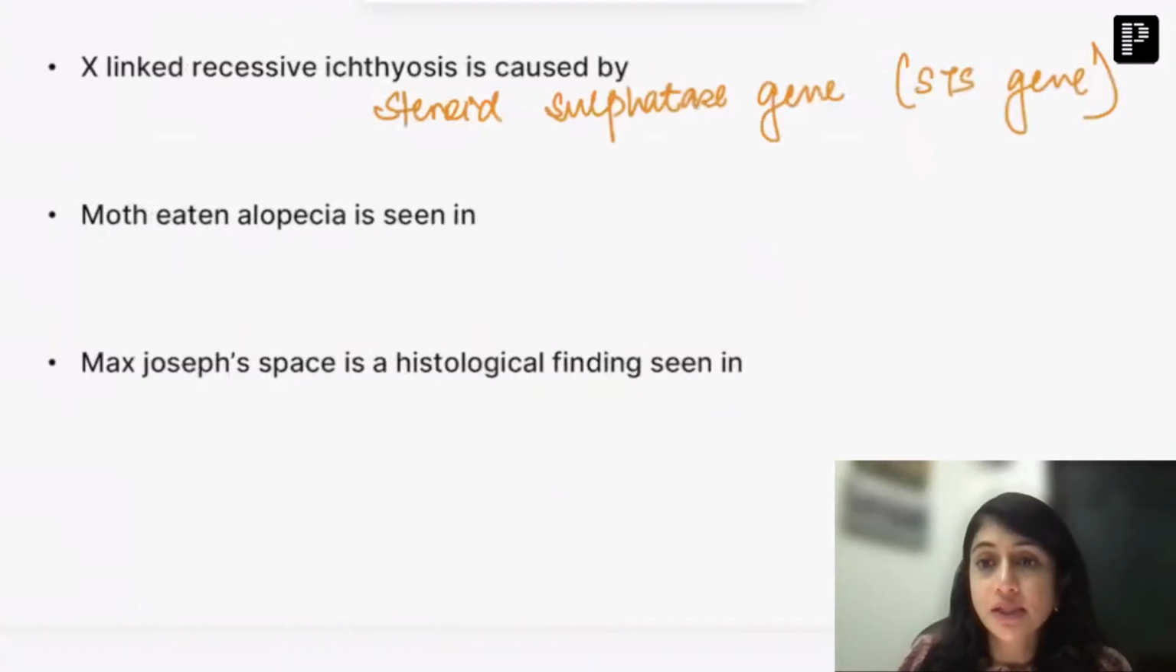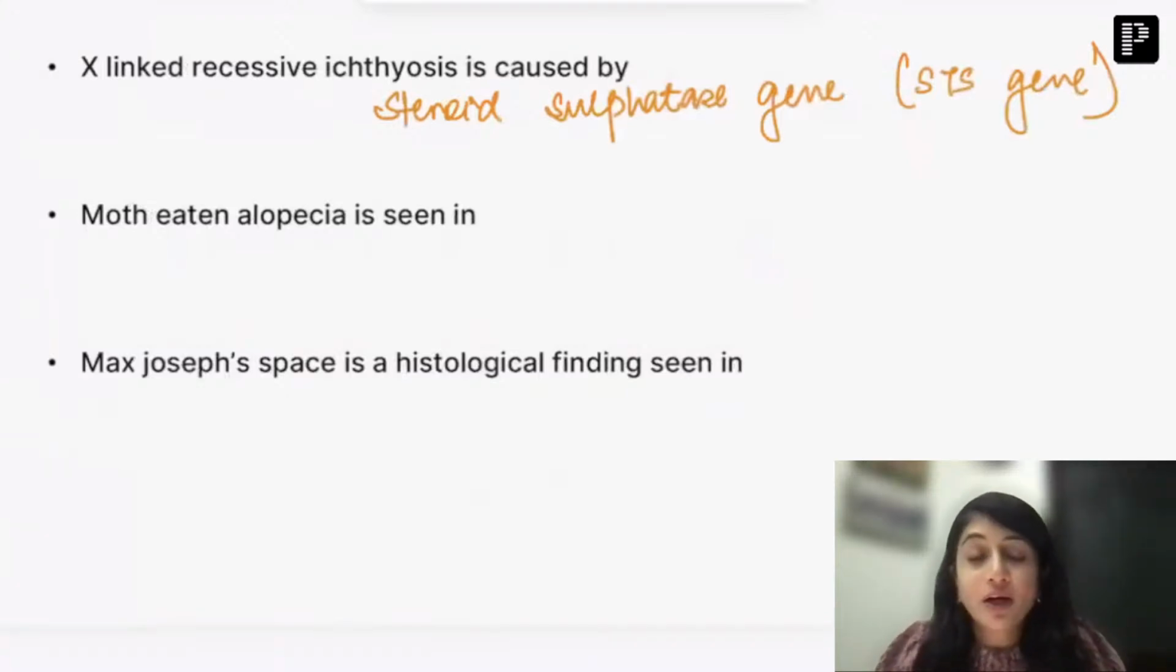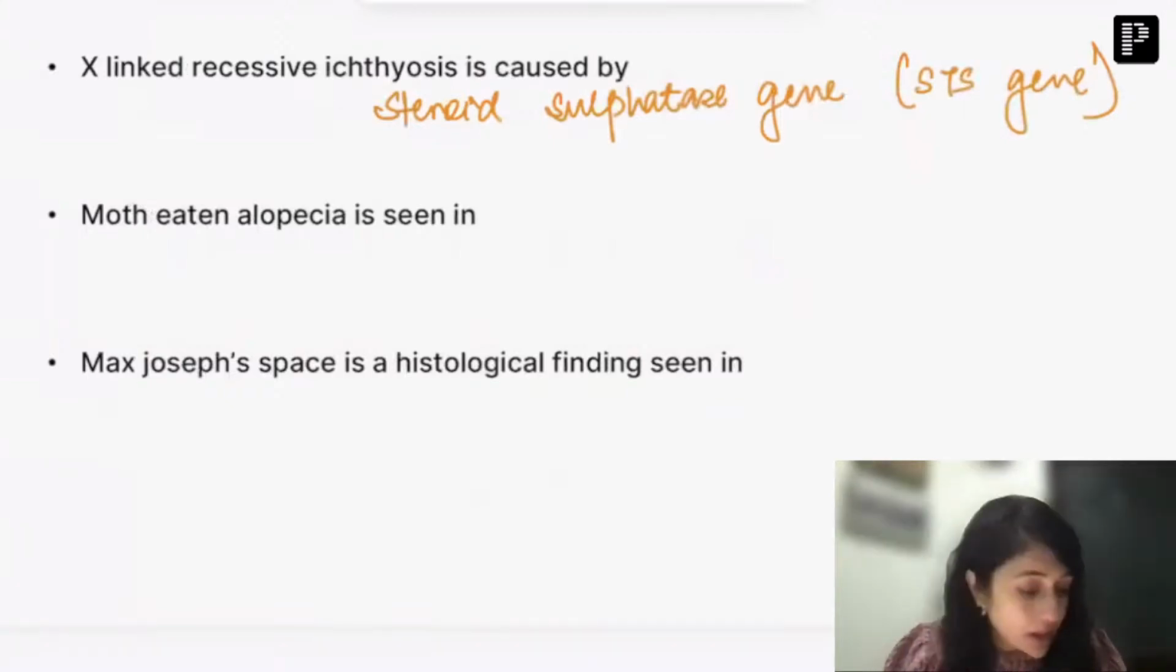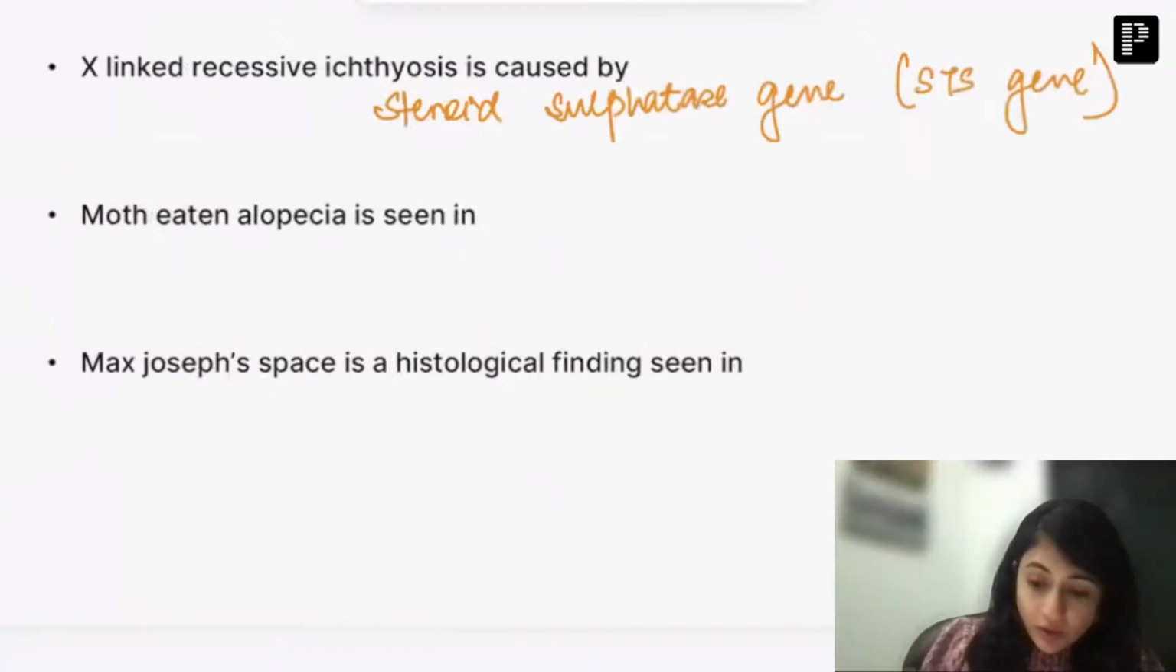Moth-eaten alopecia is seen in... Moth-eaten alopecia is a feature of, and also answer the next question. We have to quickly do it so that we can cover maximum questions. Also tell me, Max Joseph space is a histological finding which is seen in what condition? Oh, okay, good. Not alopecia areata.